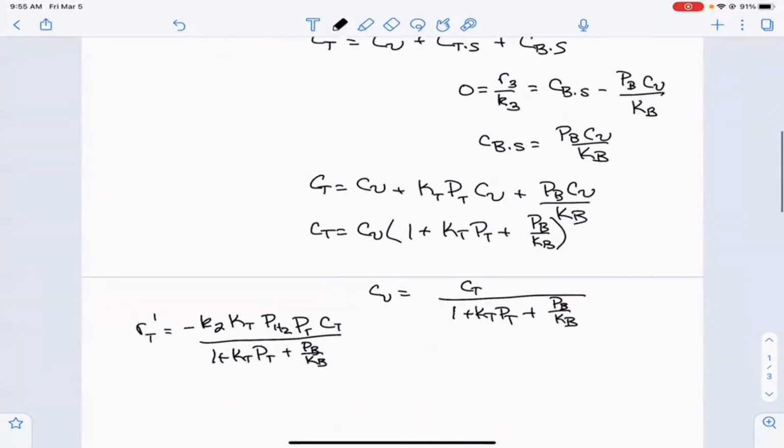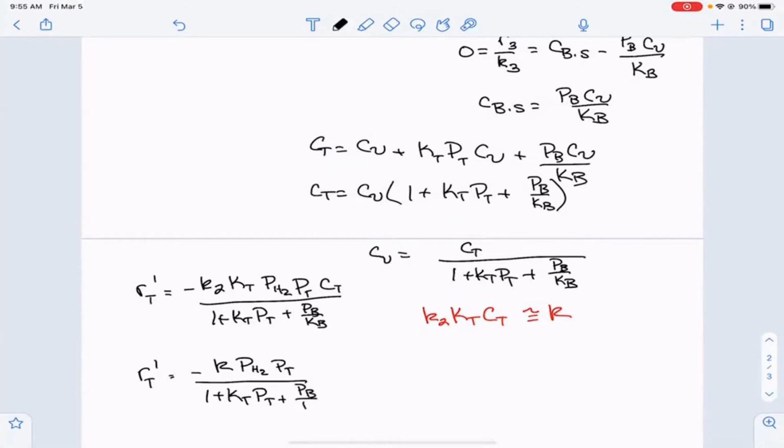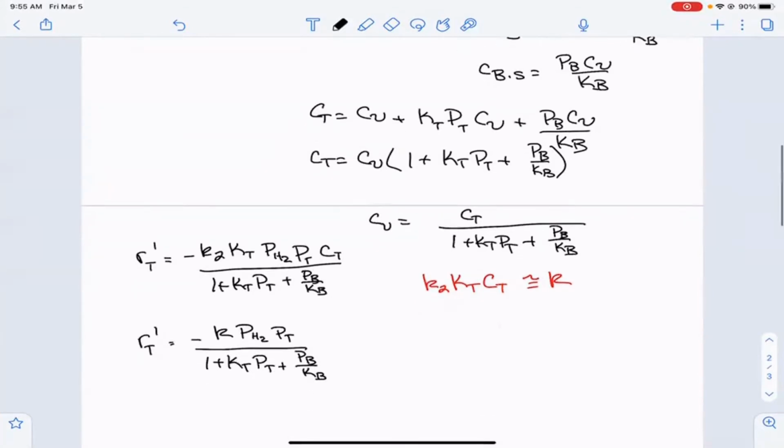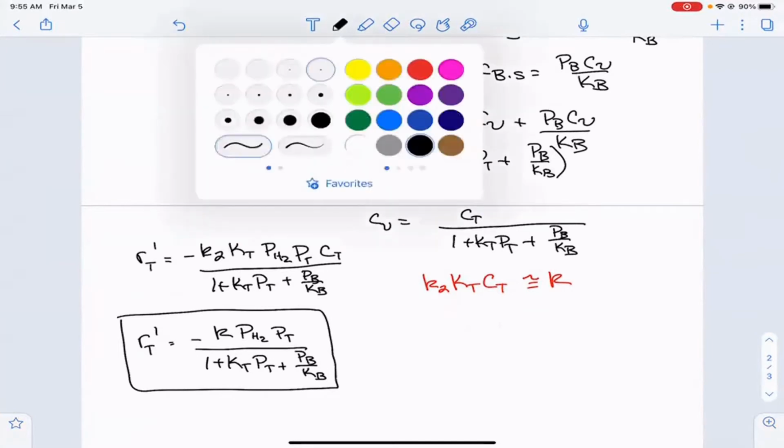And the other way that we could also think about this is that all of these things that are constant, the K2 times the equilibrium constant for toluene times the total number of sites, we're just going to call that the constant K. And we find a simplified version of this, right? RT prime equals minus K times the pressure of hydrogen times the pressure of toluene over 1 plus KT PT plus PB over KB. And there's our rate law using the information that we have. So we have a rate law.